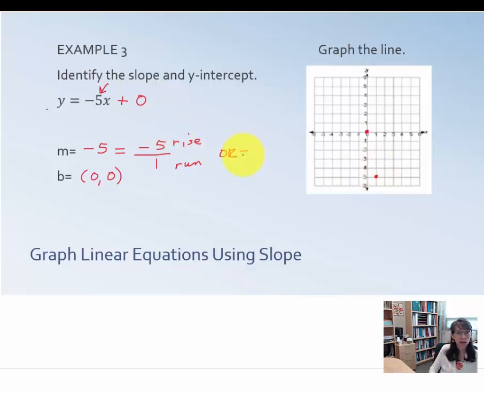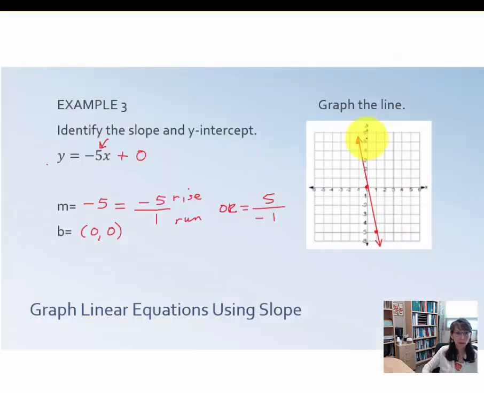Remember, the other situation could be to place the negative in the denominator only and not the numerator. So from the origin, I could have risen 5 units up and 1 unit to the left, and now I'm going to have 3 ordered pairs in a row to plot this line. So don't forget to use the arrows on both ends of your line.